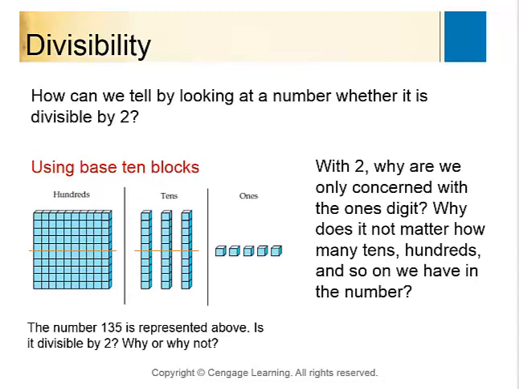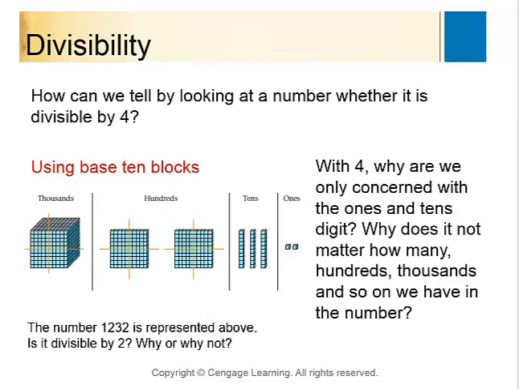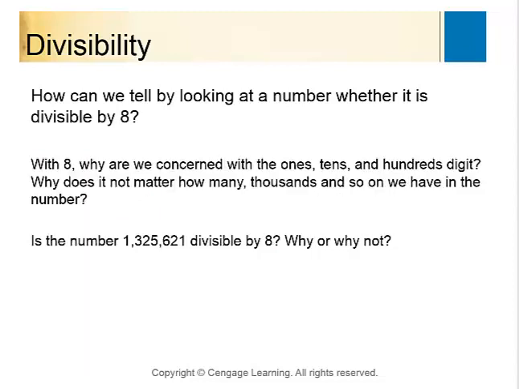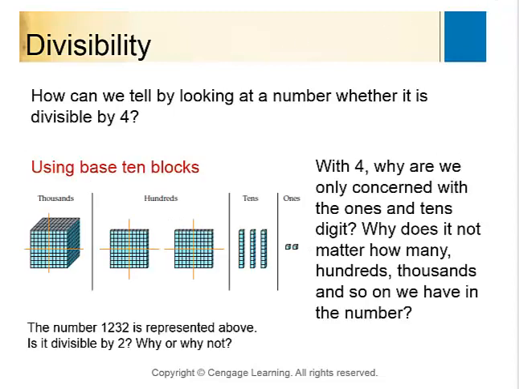Here is using that base 10 model for divisible by 2. Here's the base 10 model looking at divisible by 4. And then looking at it as divisible by 8. So let me go back to the 4 for just a second.